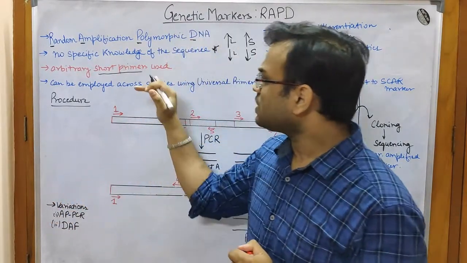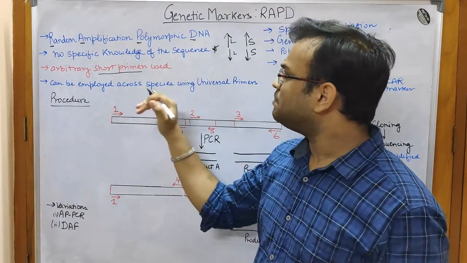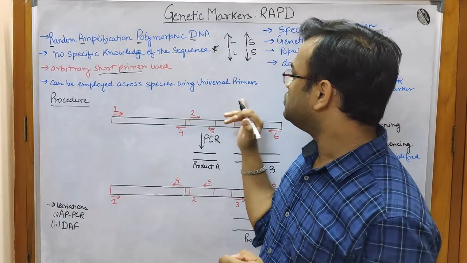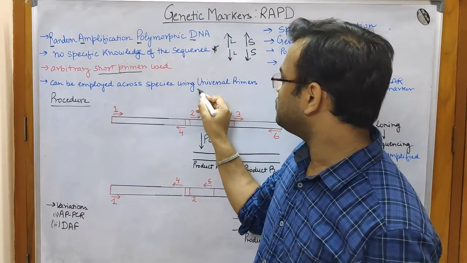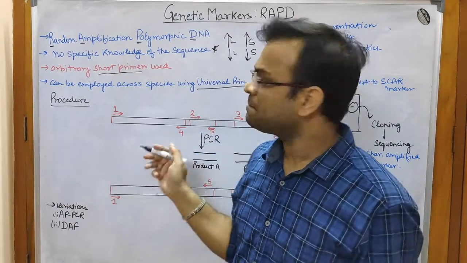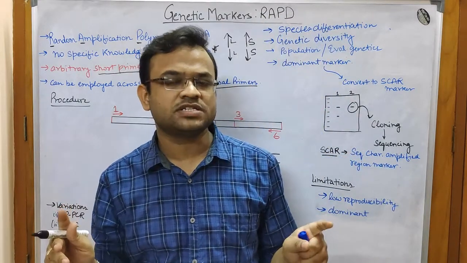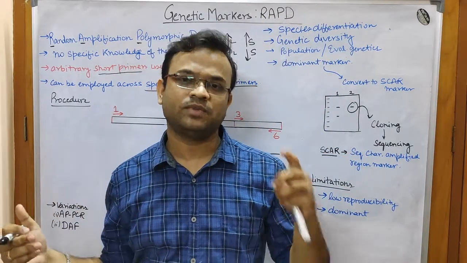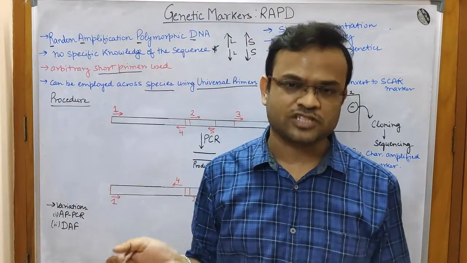Now let us go on to discuss the next point: it can be employed across species using universal primers. Here, of course, universal primers are used because these primers can be used for multiple species. This is not specific for one particular species. We can use these primers for multiple species. That is why these primers are called universal primers in the first place.